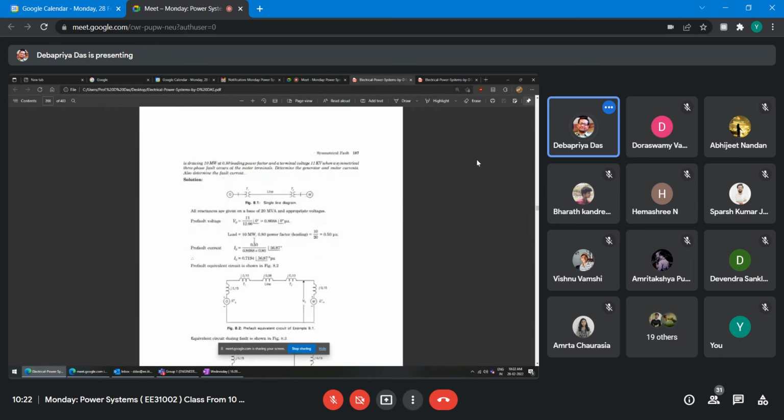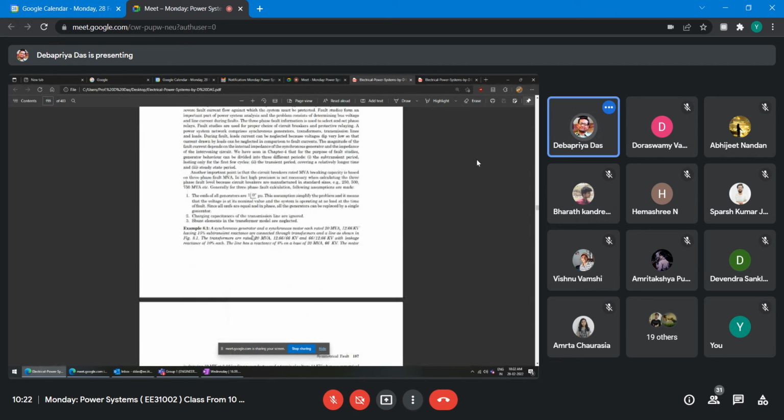Just one example I am giving. First one, not much study is required here. After that, in the next two or three chapters, some simple mathematics is there. For example, a synchronous generator and a synchronous motor are each rated 20 MVA, 12.66 kV, having 15% subtransient reactance, which lasts only for a few cycles, right? They are connected through transformers and a line as shown in the figure. The transformers are rated 20 MVA, 12.66 upon 66 kV and 66 upon 12.66 kV, with leakage reactance of 10% each.